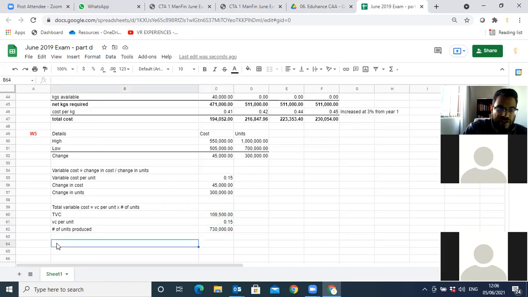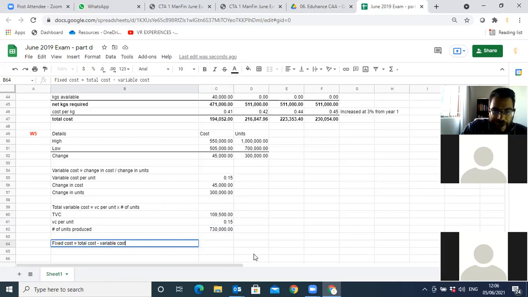Now we can get our fixed costs. Fixed costs is equal to total costs minus variable costs.